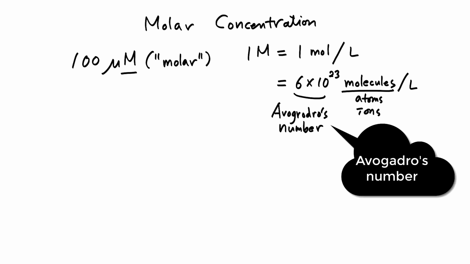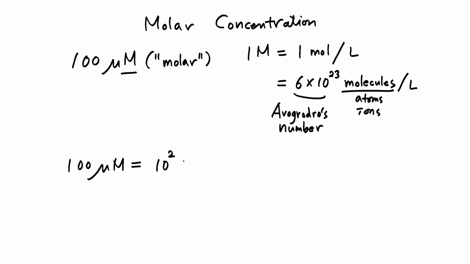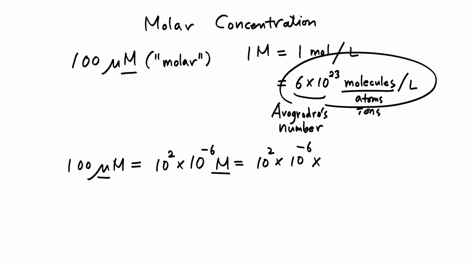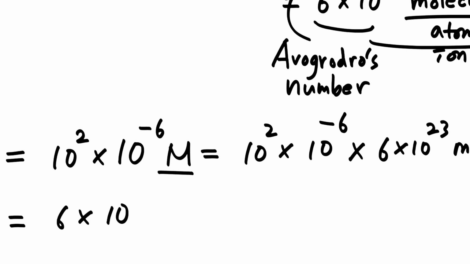Okay, that's 1 molar. This 100 micromolar is 10 squared times, which is 100. Because of this microunit, we have 10 to the power of negative 6 molar. Since 1 molar is this number here, we have 6 times 10 to the power of 23 molecules per liter. And this is 6 times 10 to the power of minus 6 plus 23. So that's 19, so 10 to the power of 19 molecules per liter.